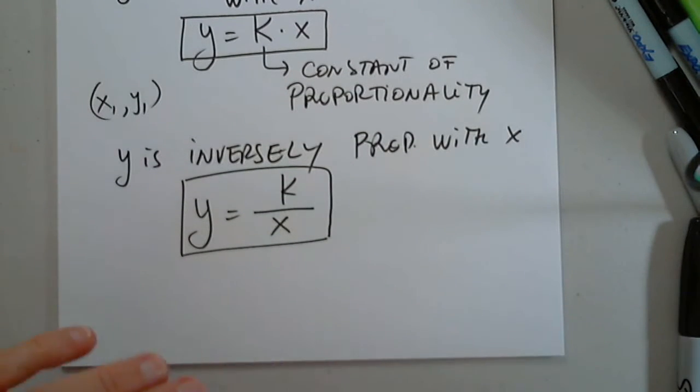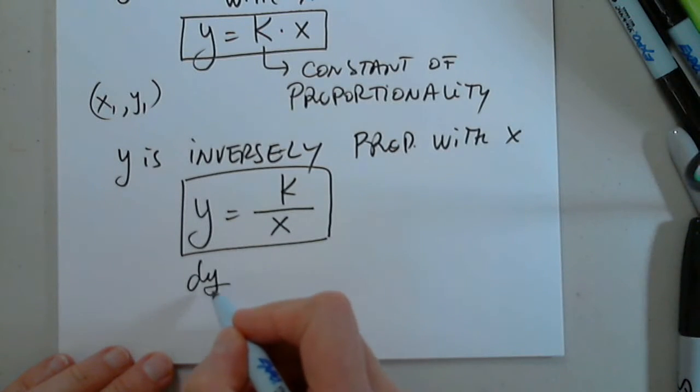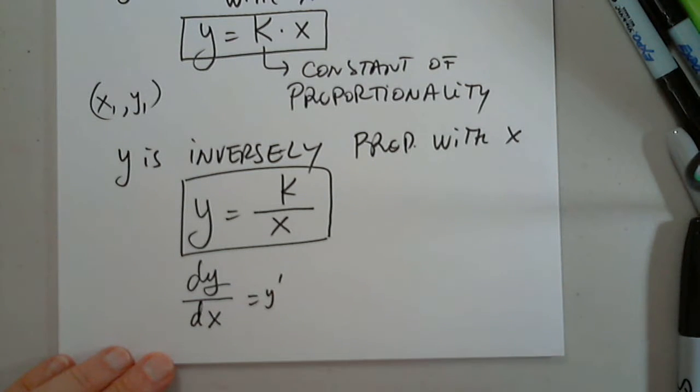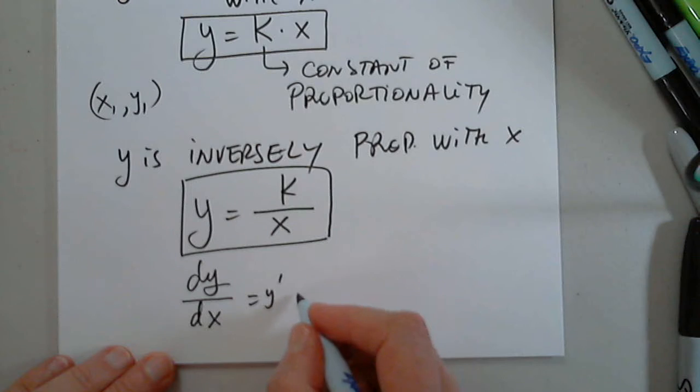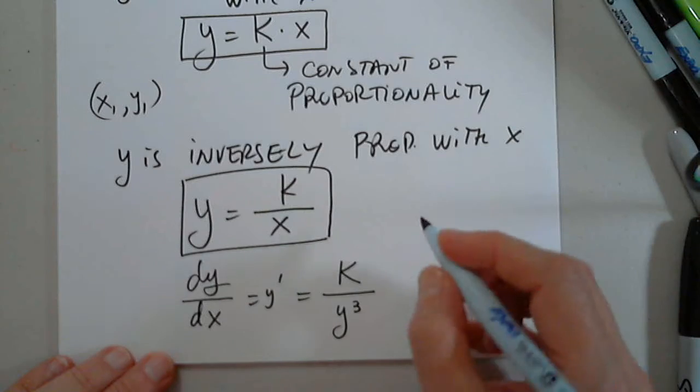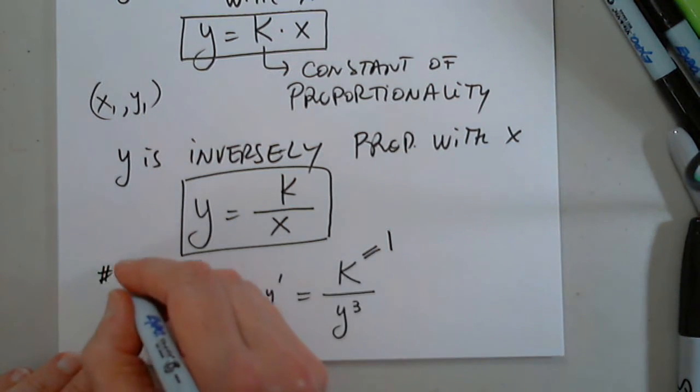So let me read it. 49, the rate of change of y with respect to x. So the rate of change of y with respect to x is basically y prime, is inversely proportional to the cube of y. But we are told that k is 1, so this is 49.